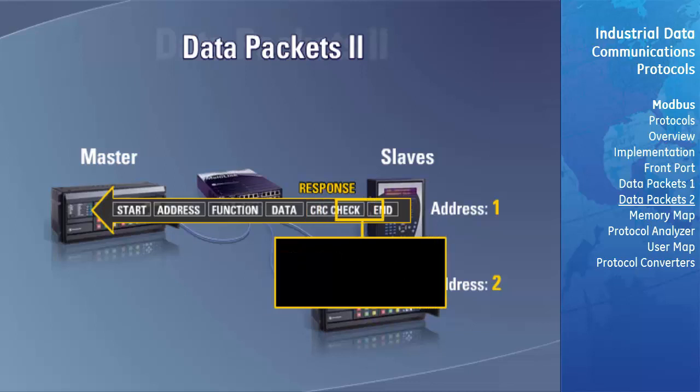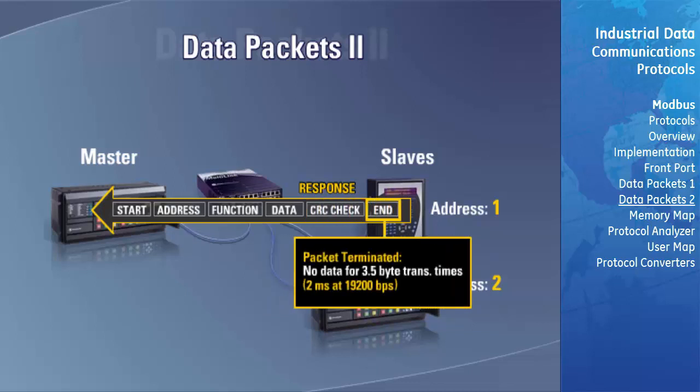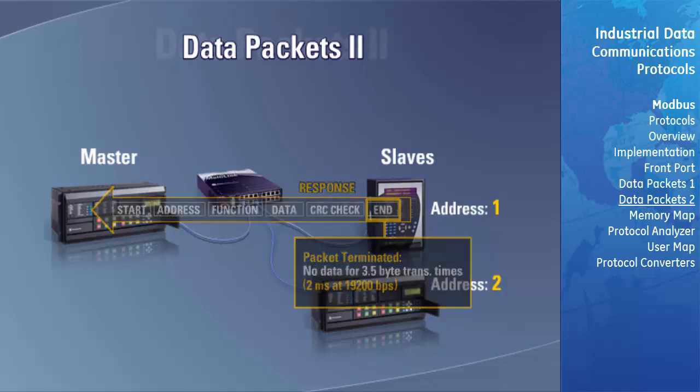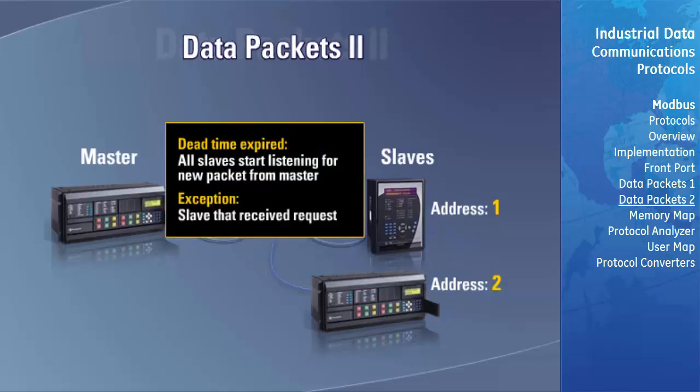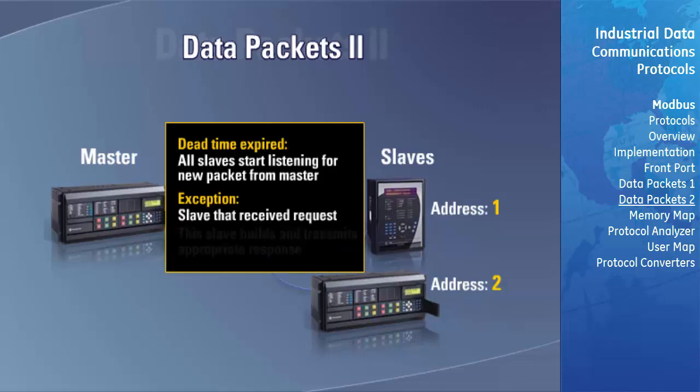As stated earlier, a packet is terminated when no data is received for a period of 3.5 byte transmission times, which is about 2 milliseconds at 19,200 bits per second. Once the dead time has expired without a new byte transmission, all slaves start listening for a new packet from the master, with the exception of the slave that had just received the request. This slave builds and then transmits the appropriate response.